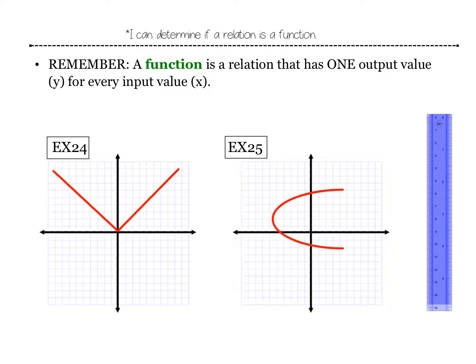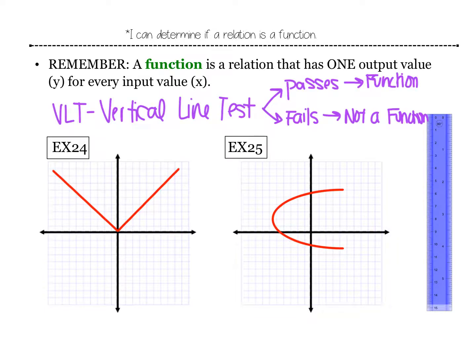All right, so looking at a mapping or a table, I can tell by looking at those input and output values. But how can I determine if a relation is a function from a graph? Well, a graph is kind of one of the easiest because we're looking for what's called the vertical line test. So if it passes the vertical line test, then it is a function. If it fails, then it's not a function. And the reason that we use a vertical line is because we said for every input, there's exactly one output.